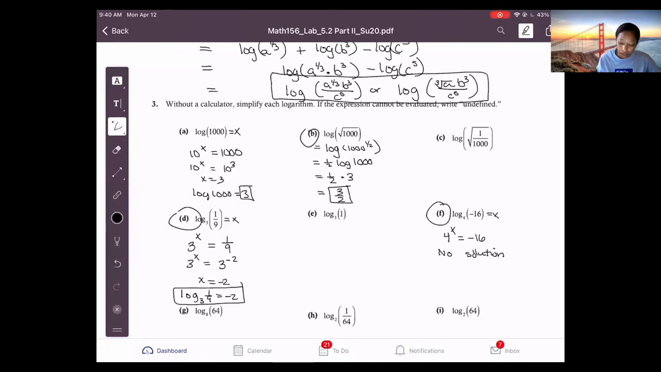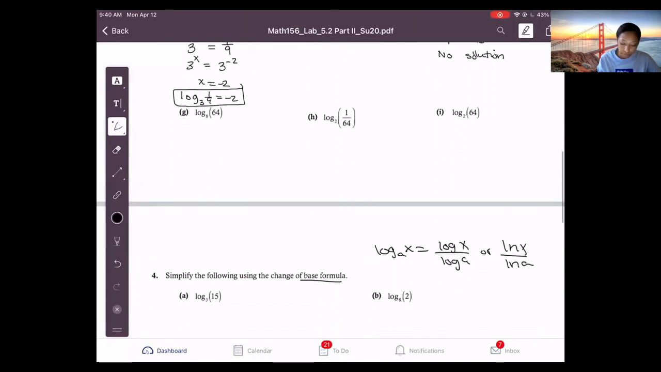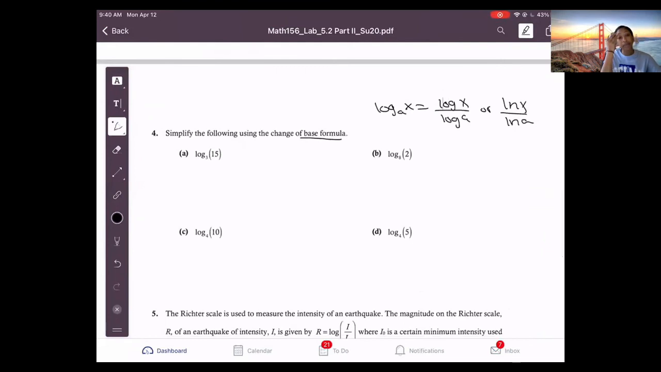All right, I am going to just do one more, one of the change of base problems. And for these, you will need your calculator. And notice I have "or" here. I have it written in terms of log and in terms of ln. You can use either one. It doesn't matter, you'll get the same answer.